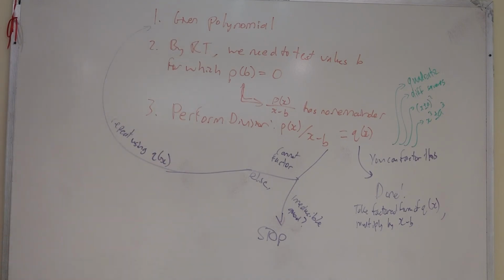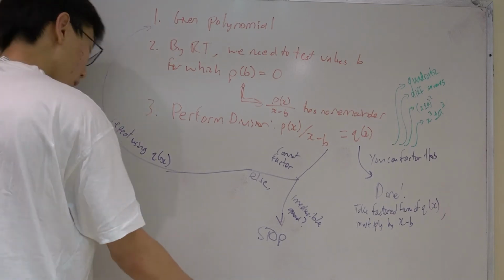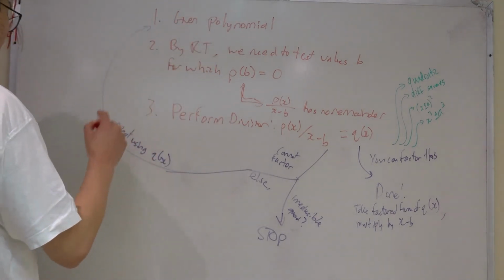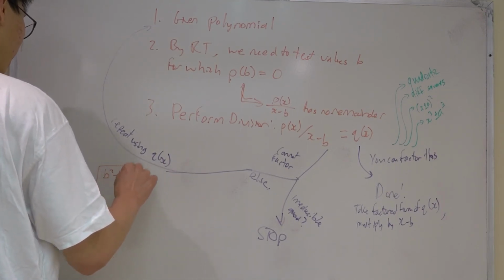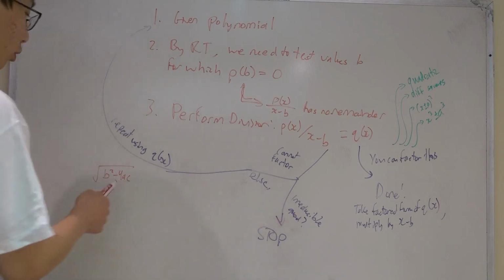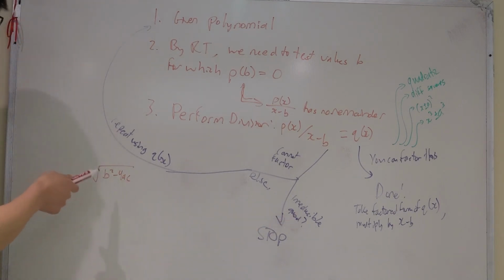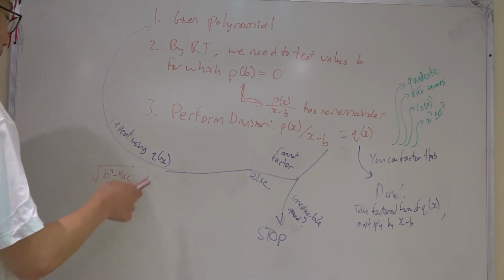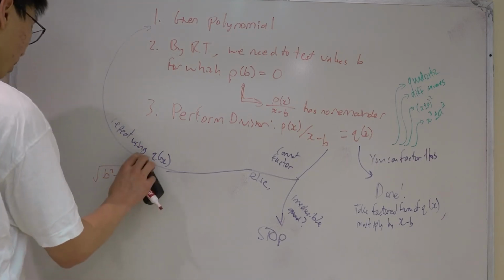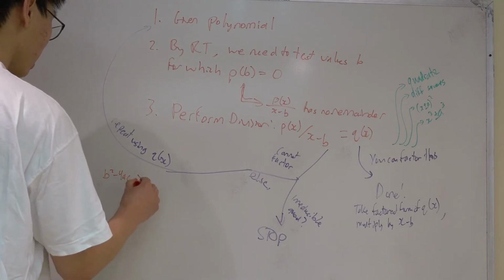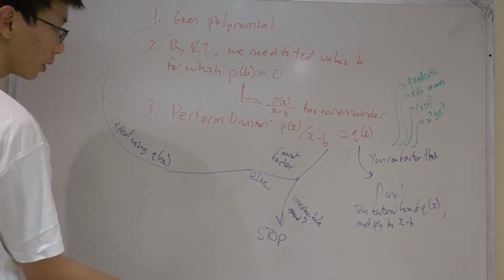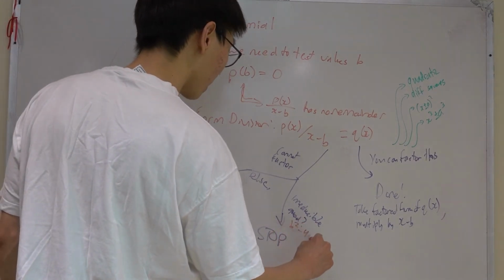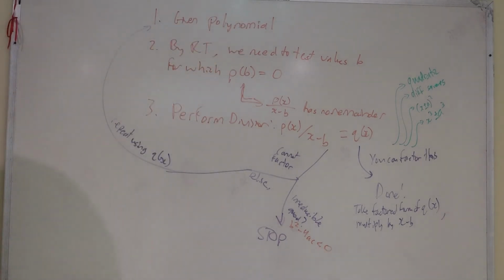What do I mean by an irreducible quadratic? Well, remember that we have something called a discriminant, b squared minus 4ac. If you get a quadratic, you use this and check whether b squared minus 4ac is greater than 0 or equal to 0. So let me just put here, it's irreducible if b squared minus 4ac is less than 0. That's how you check if your quadratic is irreducible.